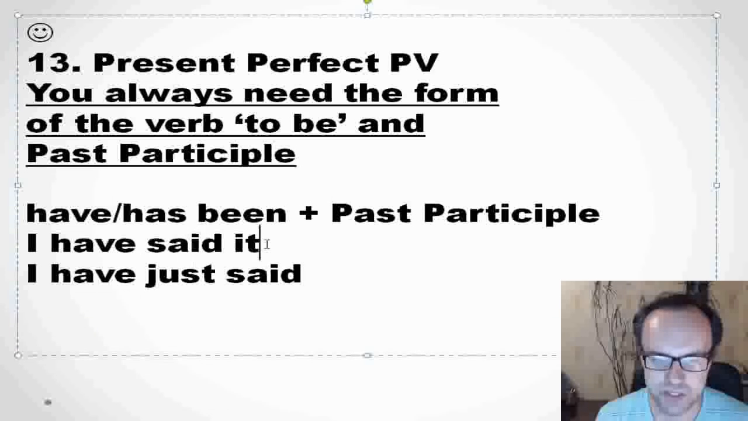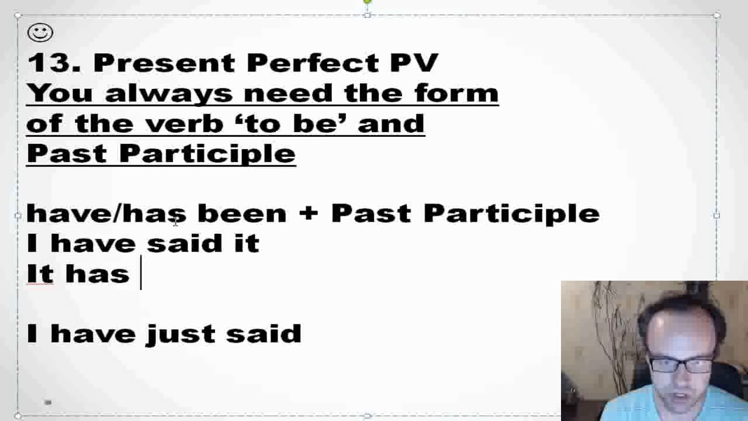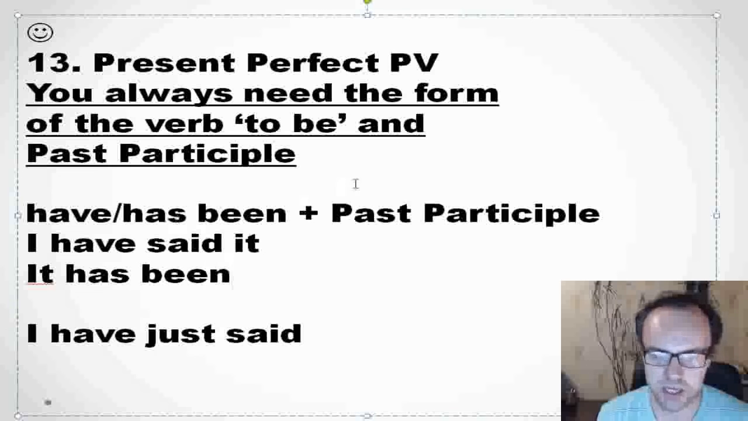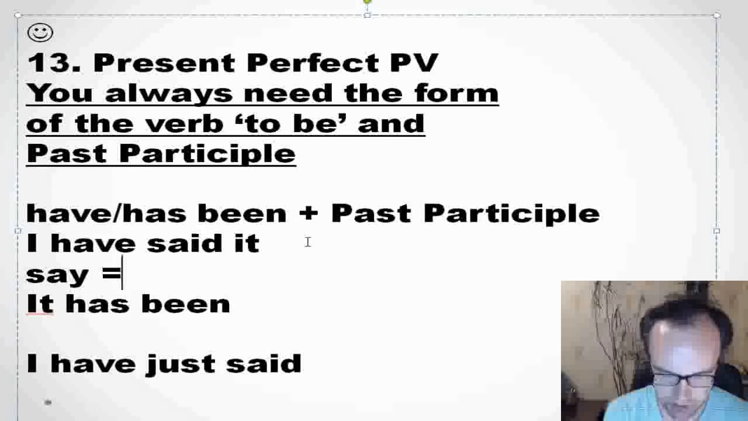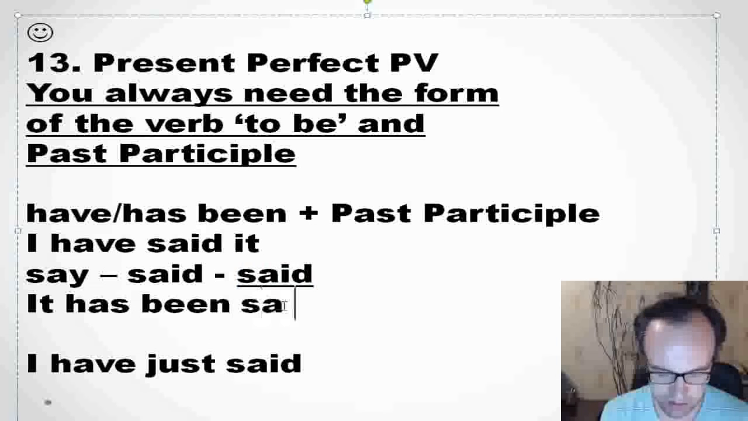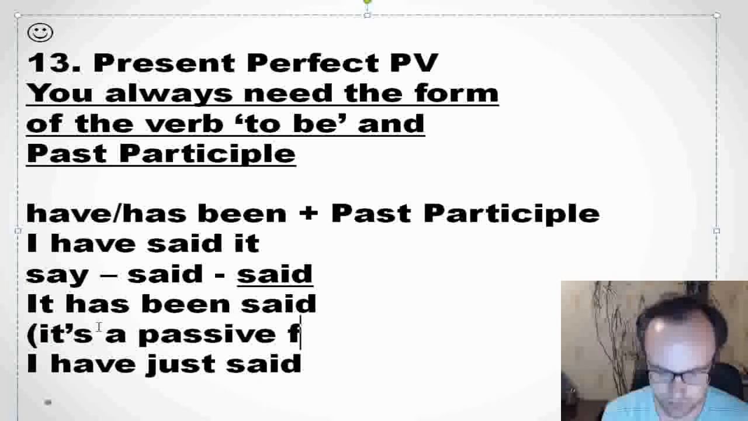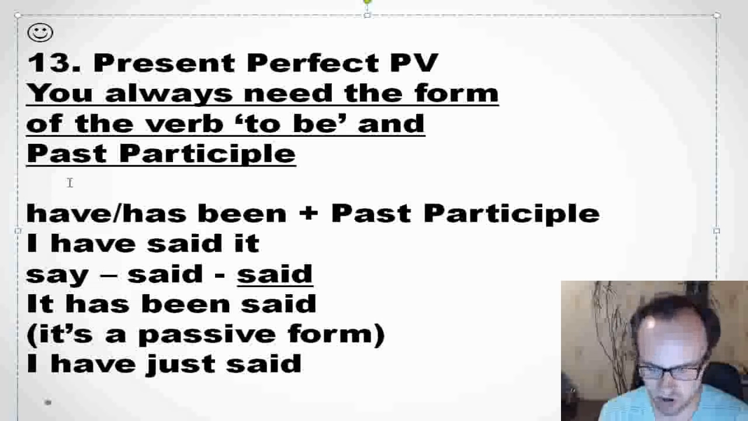Okay, so I have said it. How will you say it in passive voice? So it, he, she, it has been and past participle. Say, said, said. So it has been said. It's a passive form. Okay, very good.